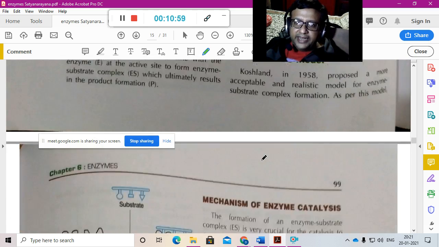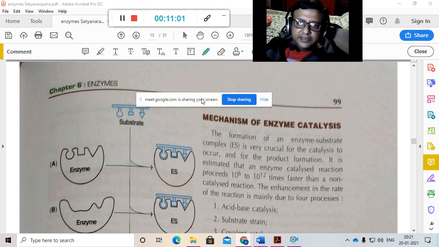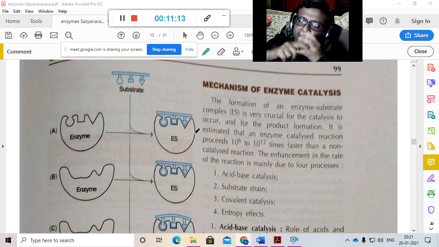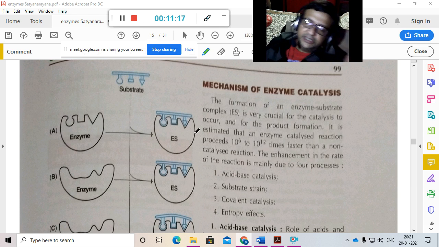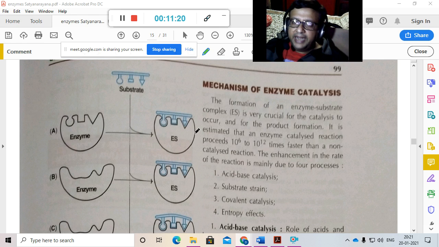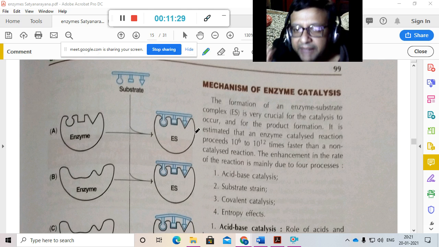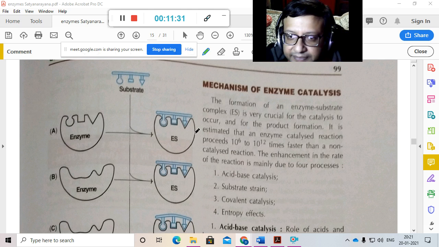So lock and key and induced fit model. These are the famous things which you have heard. Lock and key is that the enzyme is a lock and the substrate is the key. The substrate fits the enzyme, the conformation changes and the product is formed. Induced fit is that the enzyme will adapt according to the shape of the substrate. So this is the difference between the lock and key mechanism and the induced fit mechanism.